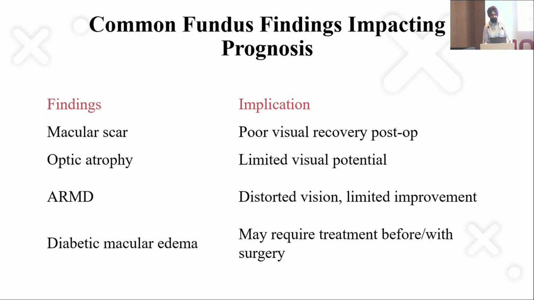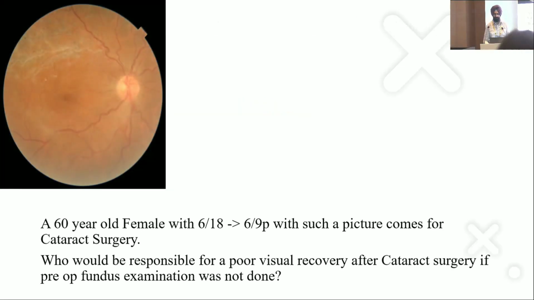The common findings which impact prognosis: macular scar, there will be a poor visual recovery post-op. In optic atrophy, there's a limited visual potential. In AMD, the patient may complain of distorted vision or limited improvement. DME needs treatment before or with cataract surgery. So let's come to some examples.